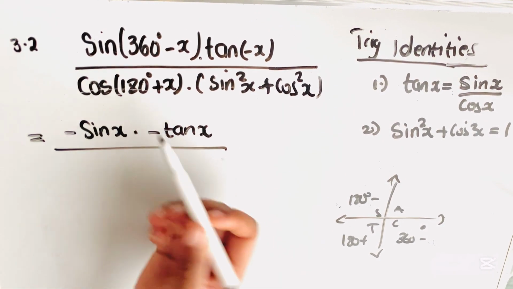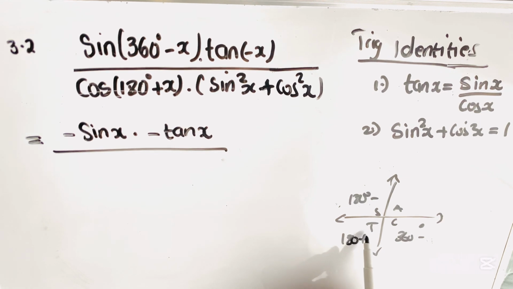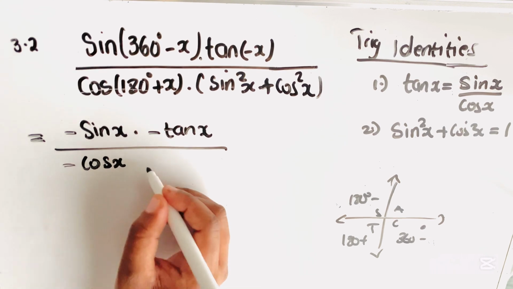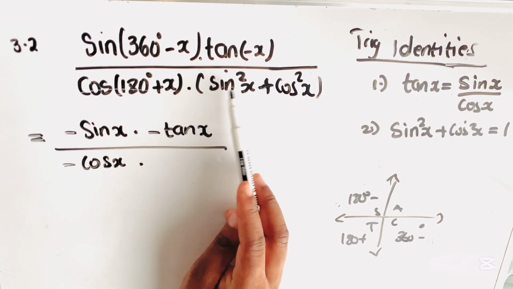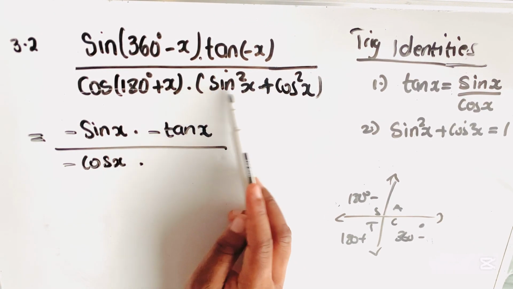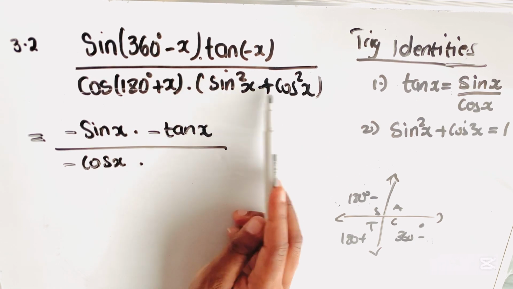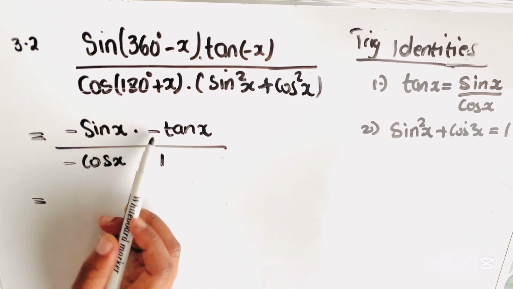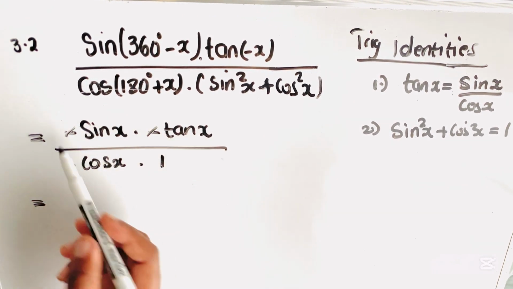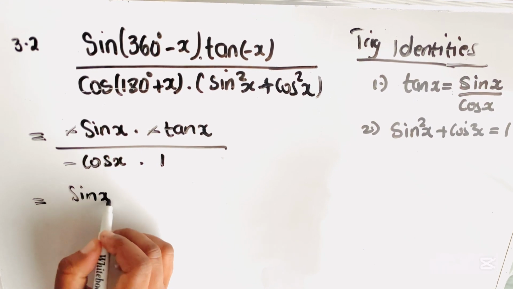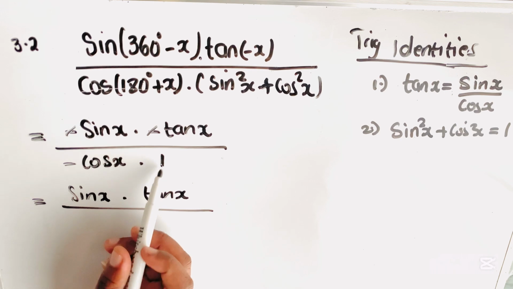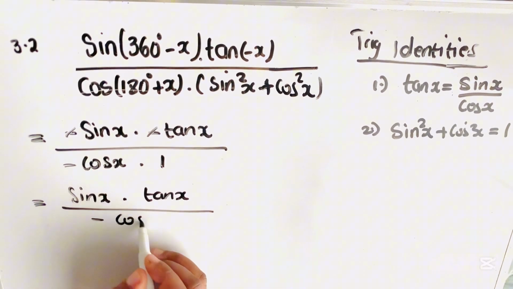180 plus is the third quadrant, and cos in the third quadrant is negative. So it's negative cos x multiplied by sine squared x plus cos squared x. We said this is one of the identities, so this identity is equated to 1. Negative times negative definitely is going to give us positive. Therefore, we'll have the sine as positive and tan as positive. Negative cos x multiplied by 1 is negative cos x.